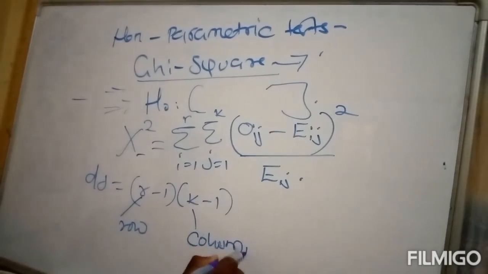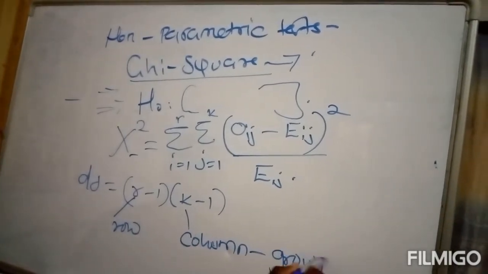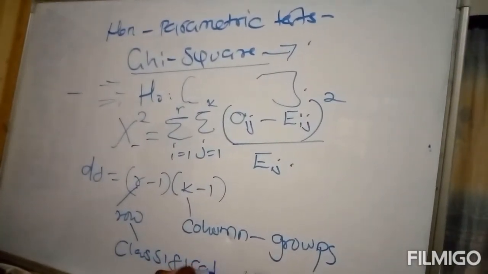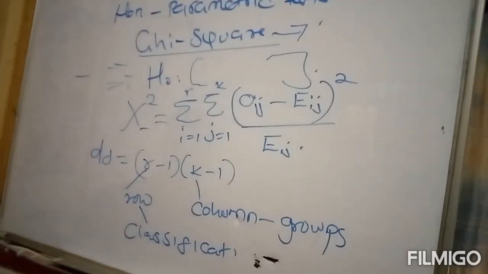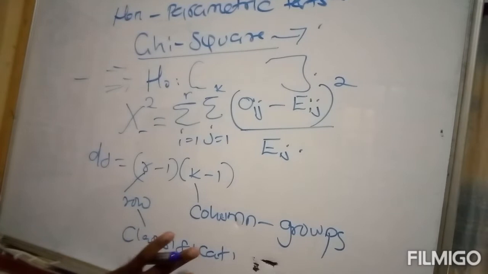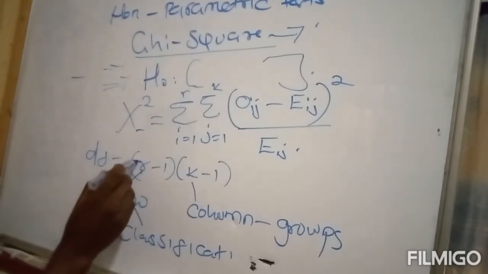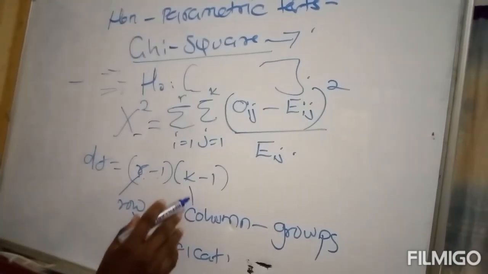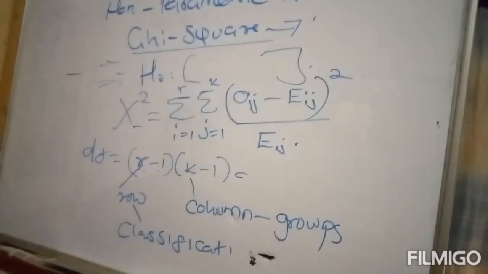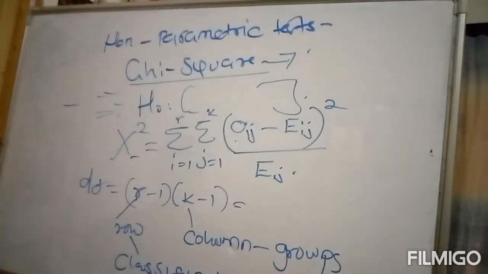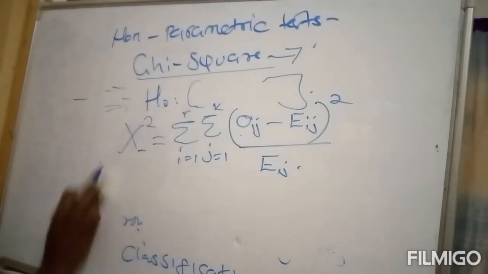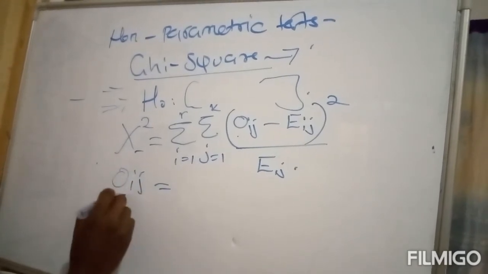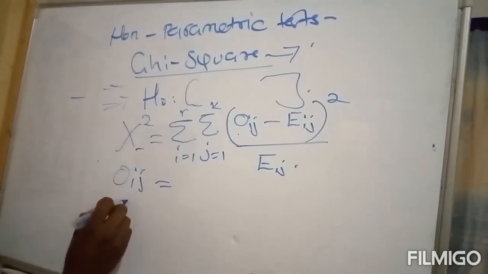When I talk of columns I mean the groups, and when I talk of rows I mean the classifications. Remember, we are classifying our data according to groups. And therefore, how many classifications do you have? If you have r classifications, then you will have degrees of freedom given by r minus 1 times the number of groups minus 1. When we go back to our formula, let us see what we mean by O_ij. Now, O_ij is the observation in the ith row of the jth column.